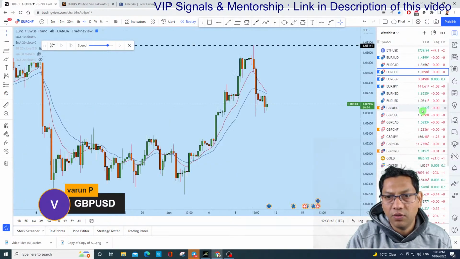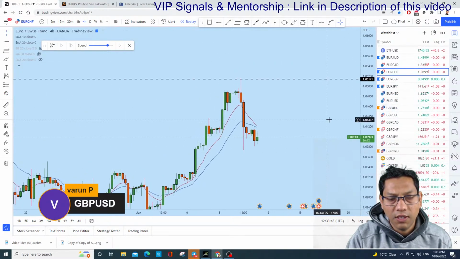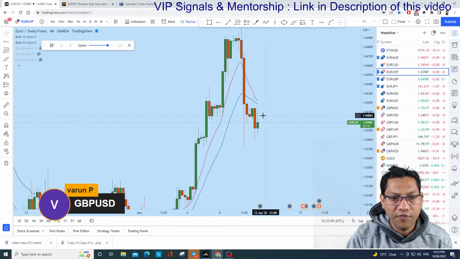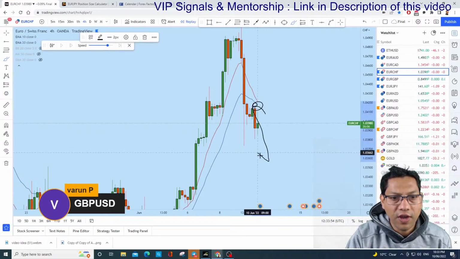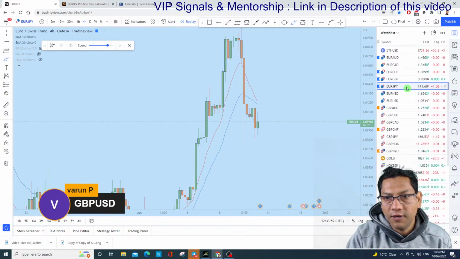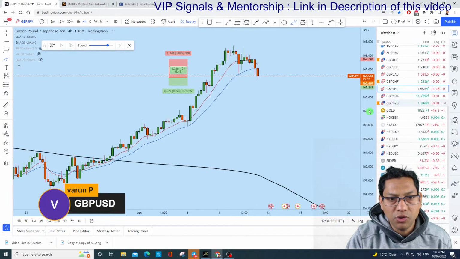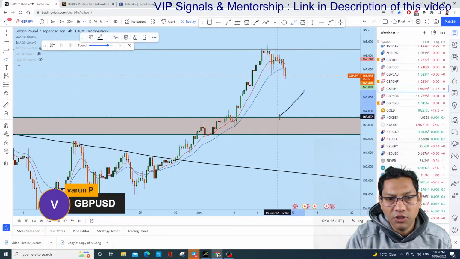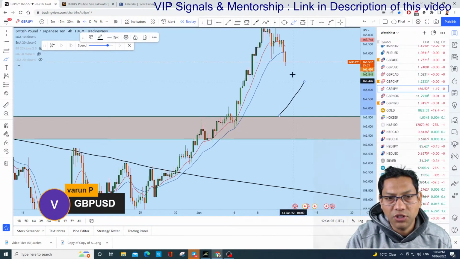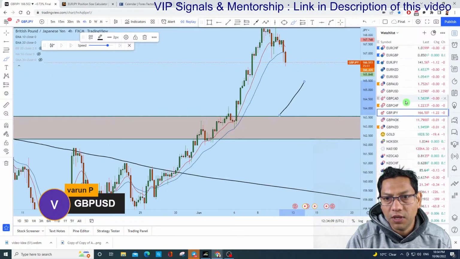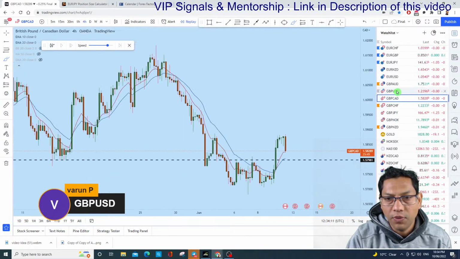Euro CHF has now started to drop. I think finally it will drop because it failed to break this bearish engulfing's high, so it will continue to drop as well, I think. And Eurojpy is doing the same thing. GBP USD is also doing the same thing. On GBP USD we are running a trade which is now in profit, and I think that it will continue to drop.